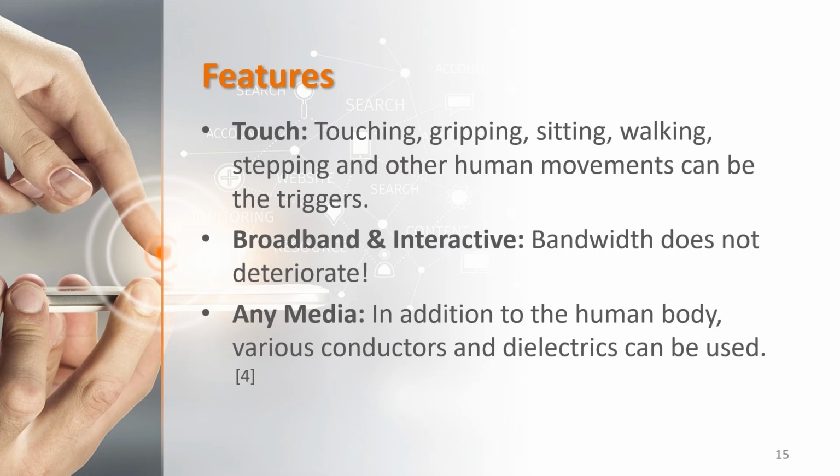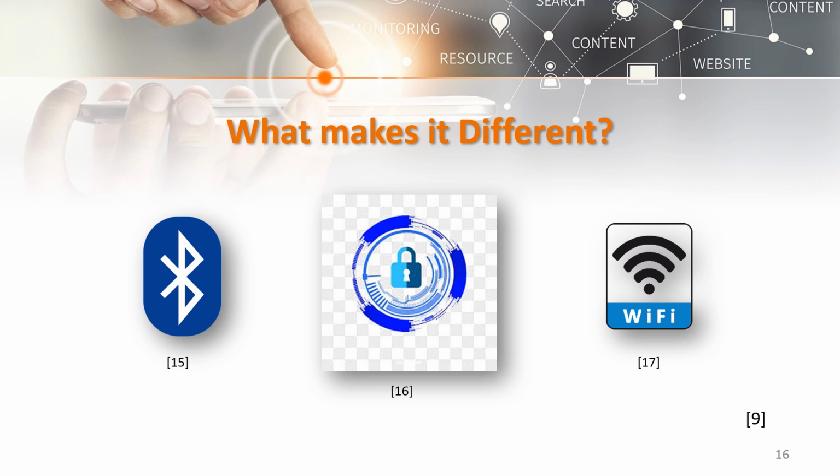So we already discussed the features. Now we will discuss what makes RedTacton different. So we are comparing RedTacton with Bluetooth and Wi-Fi. The major factor that makes it unique is the security that is offered by the RedTacton device. That is much higher compared to Bluetooth and Wi-Fi.